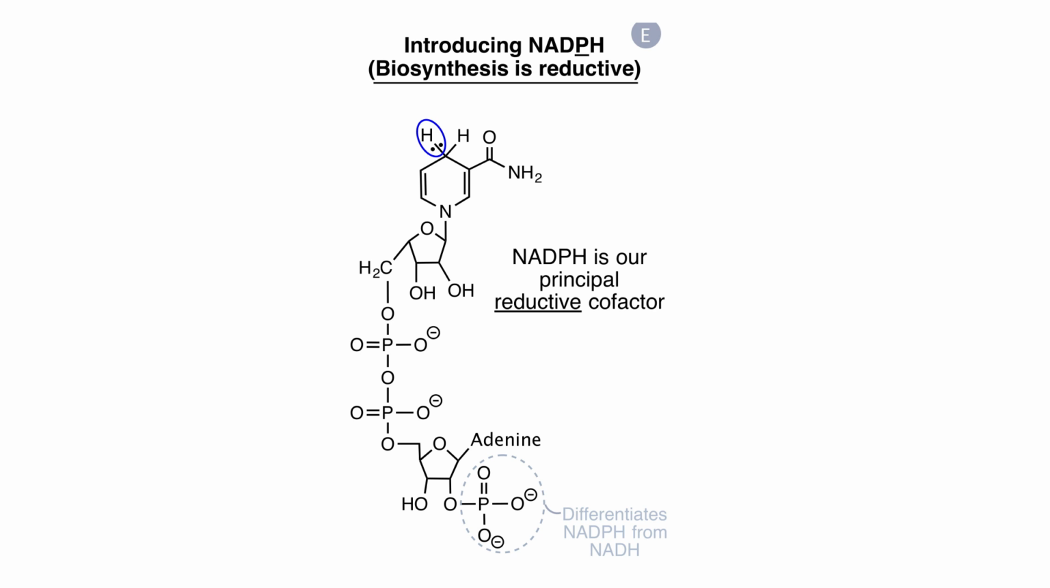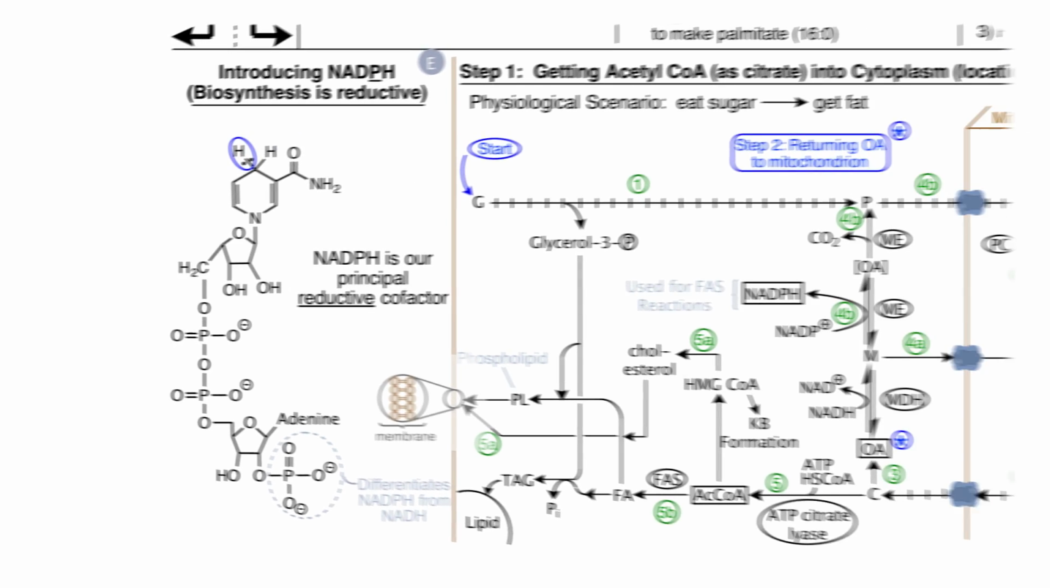The two main pathways that result in the production of NADPH for biosynthesis are the pentose phosphate pathway, which I'm going to deal with in a separate lecture, and the malic enzyme, which I'm going to introduce in a few minutes. Now turn to panel F.